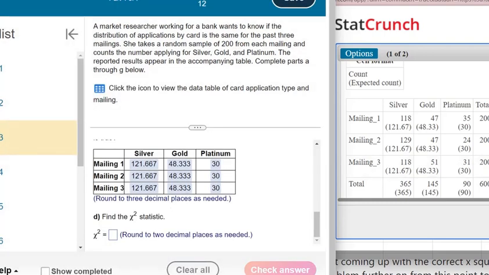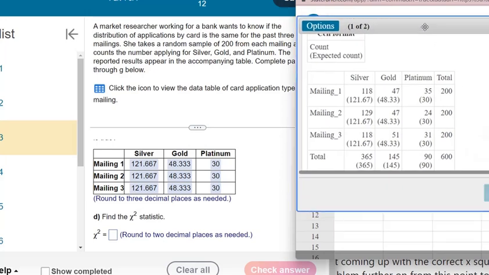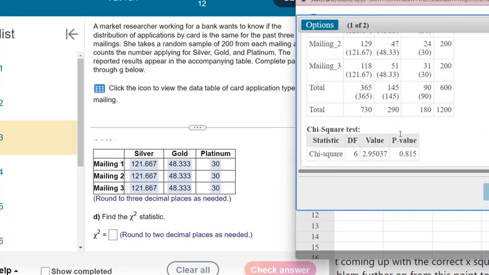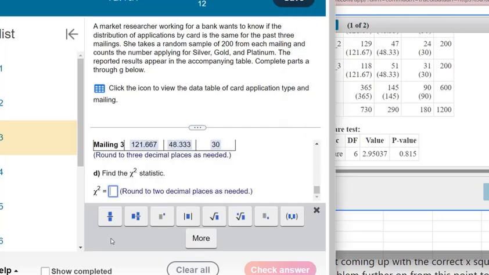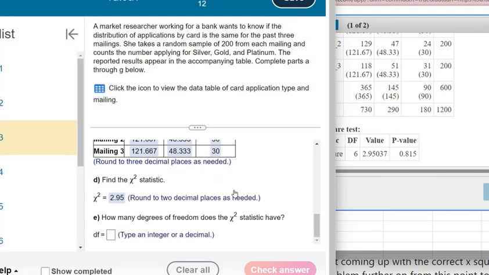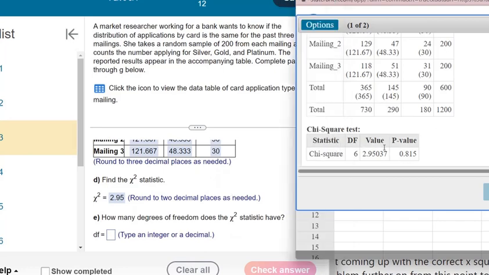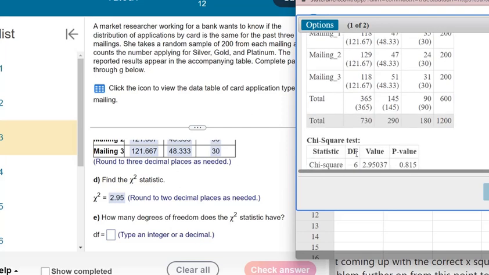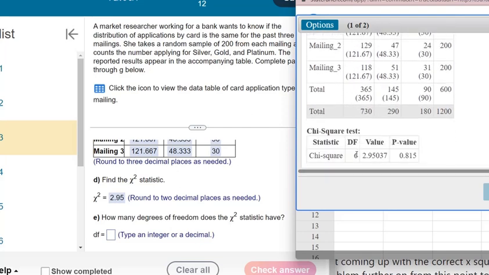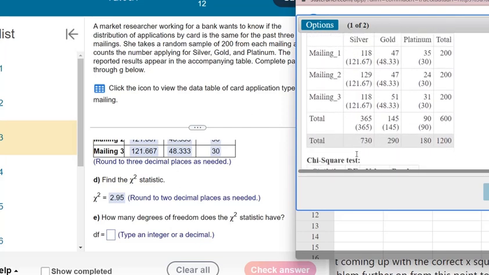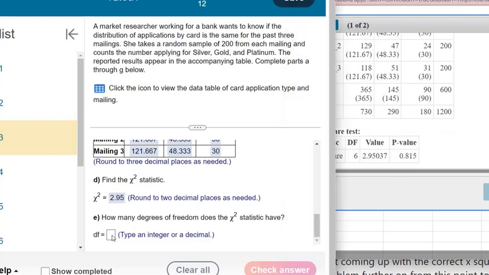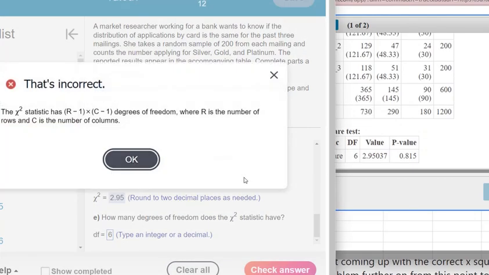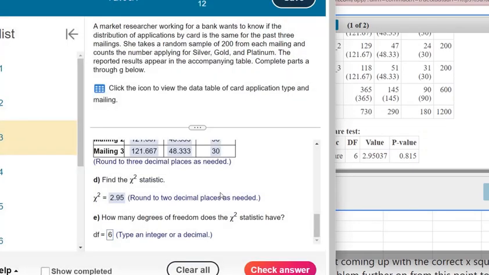And then we already have the chi-squared test statistic. I think that's probably on the next note. It's right here. Value is 2.95 to 2 decimal places. And then degrees of freedom, it outputs this right here for us in Excel. 6. Let's see, is that right? No, it isn't right. Okay.